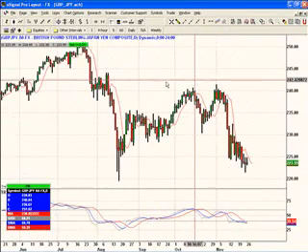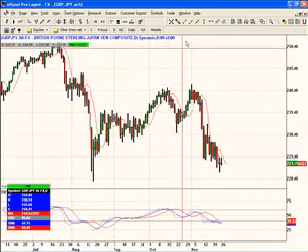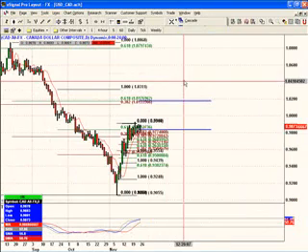Let's look at cable versus yen. Also a bit of a messy chart, so I'll skip that one. Not much to get excited about there.